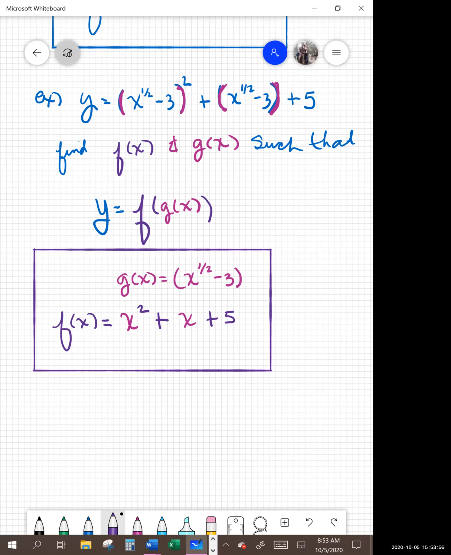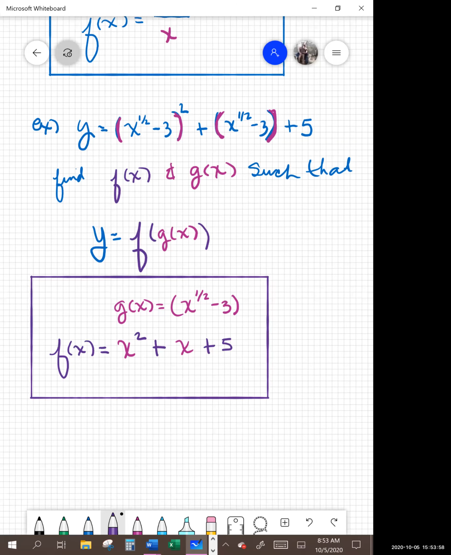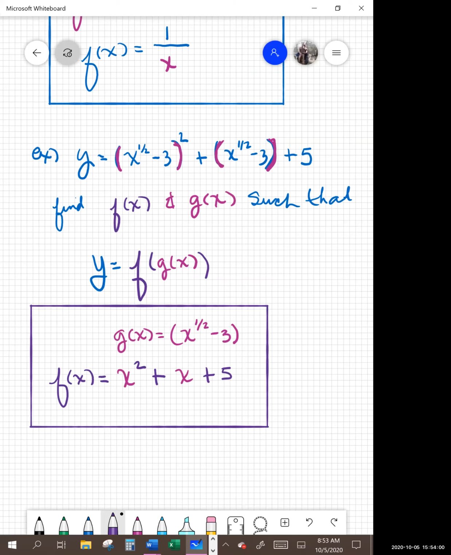Professor? Yes. I just have a question real quick. After we state what g of x is, for when we do the f of x, is that just like replacing what g of x was with an x? I'm not sure I understand that part. That's exactly right, Melissa. Whatever you chose g of x to be, replace that with x for your f of x function.